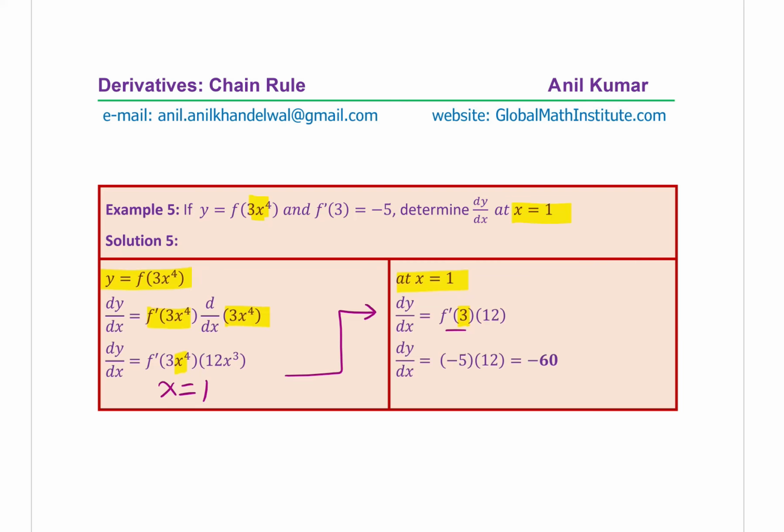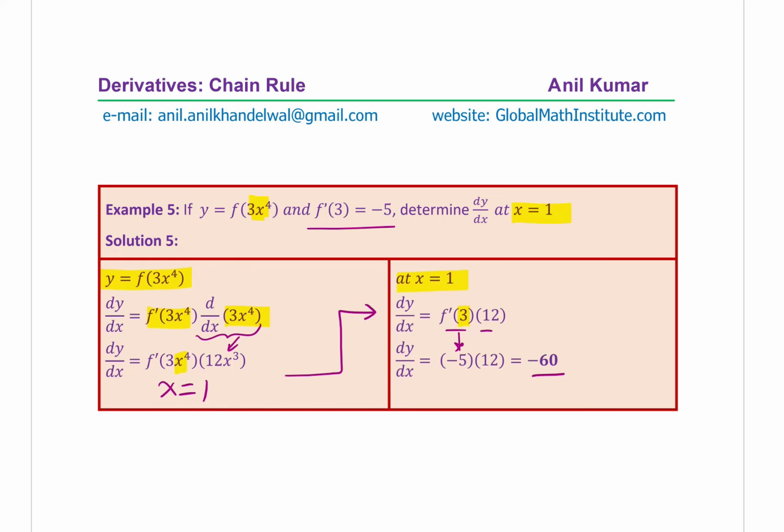So 12x cubed, x is 1, and so it is 12. From where did we get 12x cubed? This was the derivative of 3x to the power of 4. Right? So that is how we got 12x cubed. Now you substitute x equals 1, and f prime 3 is given to us as minus 5. So we substitute minus 5 for f prime 3, and when you multiply, you get the result minus 60.